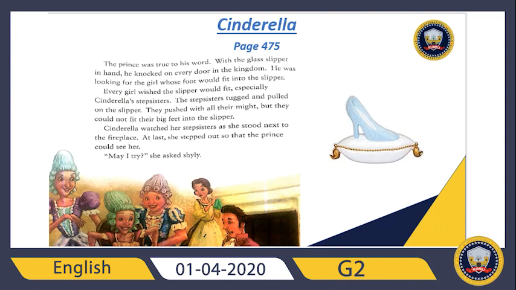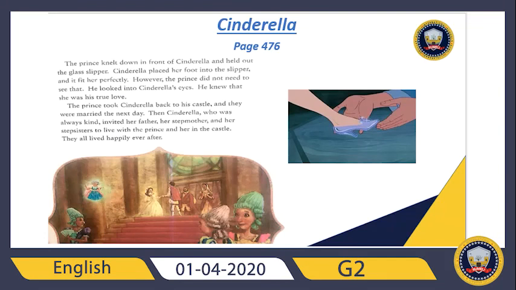Cinderella watched her stepsisters as she stood next to the fireplace. At last, she stepped out so that the prince could see her. "May I try?" she asked shyly. So she wanted to try the slipper. She wanted to show the prince that it belonged to her.